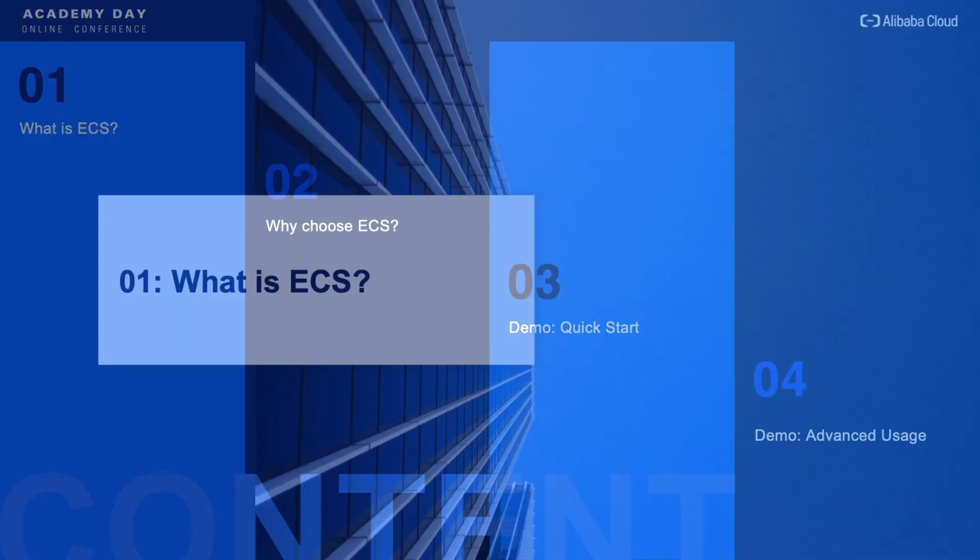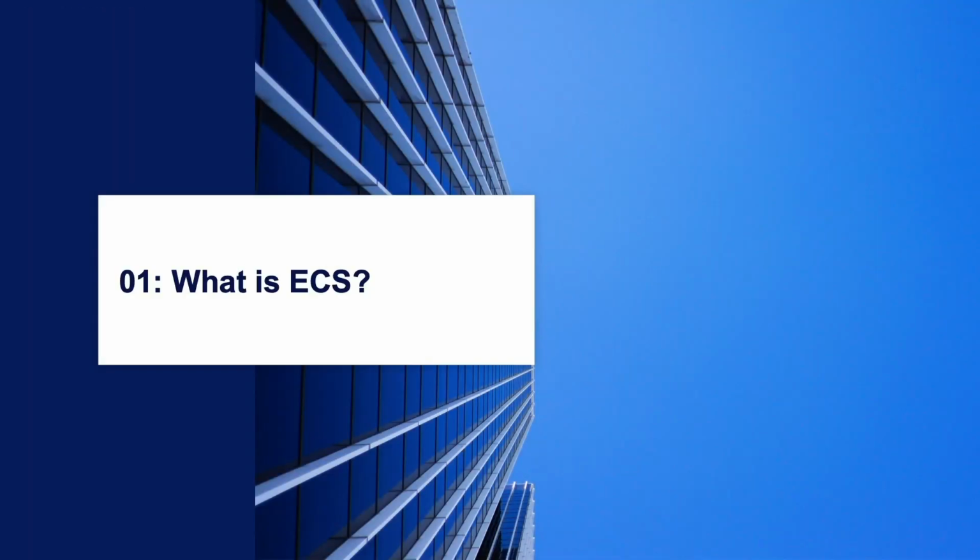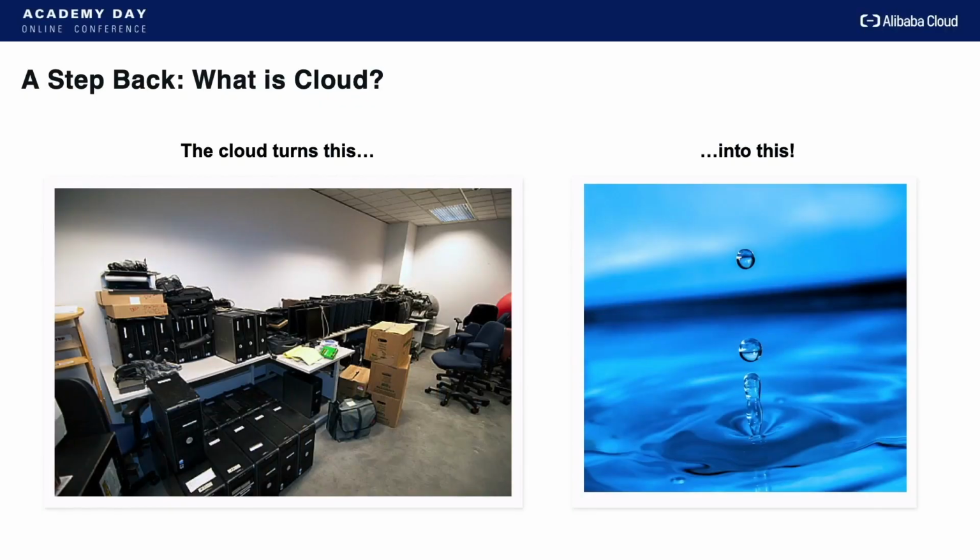So what is ECS? Well, ECS is Alibaba Cloud's Elastic Compute Service. But before we talk about that, let's step back and talk about what is the cloud. So what the cloud does is it turns this into that. It takes hardware, essentially, that's what infrastructure as a service is. It takes computer hardware and turns it into a utility, like water. So much like water or electricity, where you're metered and you pay only for what you use, you can now buy compute, storage, and network resources on demand in a very, very similar way. That is the true power of the public cloud.